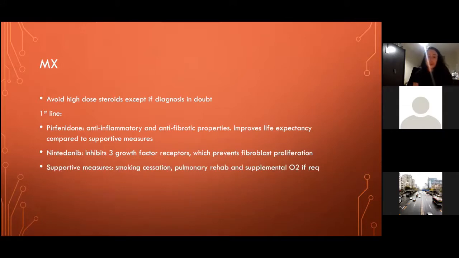Now, supportive measures are very important, and that includes stopping smoking if they're a smoker, pulmonary rehab, and then oxygen if required. And then in severe cases, lung transplant. And it's good to get palliative care input as well, especially considering the poor prognosis. So only 50% survive 5 years, so it's very important.